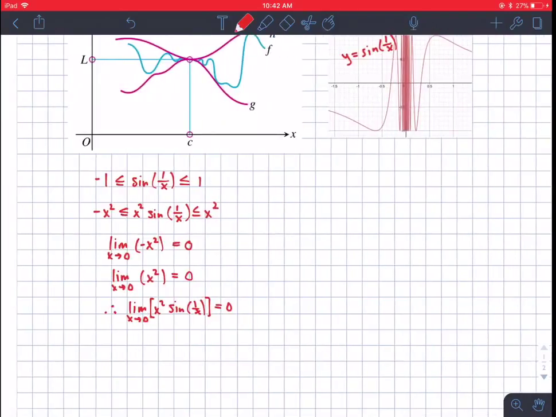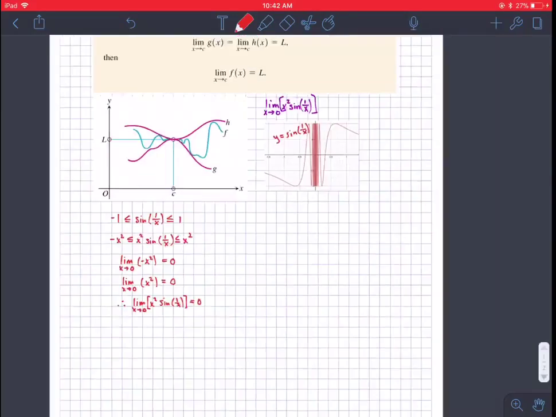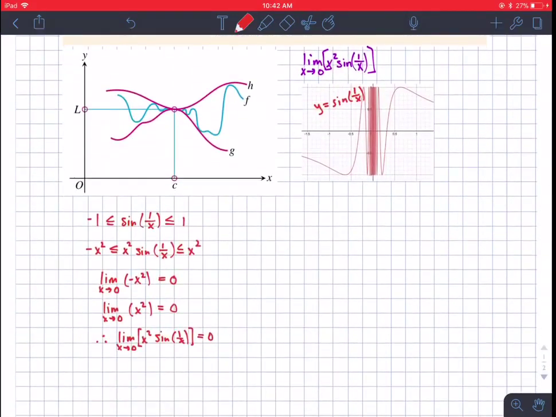This is the nature of the sandwich theorem. We state some inequality, we state the limits of the outer functions, and the limit needs to be the same, and then the limit of the function we wanted to find the limit of has to also be the same value. It doesn't have to be 0, it could be any L, any limit. Anyway, that's the basics of the sandwich theorem.